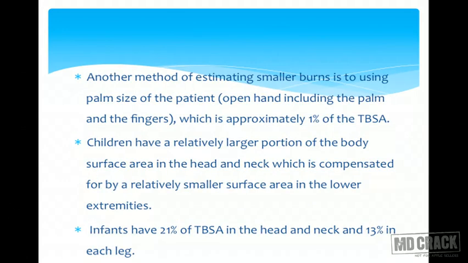The next method of estimating smaller burns is using the palm size of the patient. The open hand, including the palm and fingers, is approximately 1% of total body surface area. Children have a relatively larger portion of body surface area in head and neck, which is compensated by a relatively smaller surface area in lower extremities.